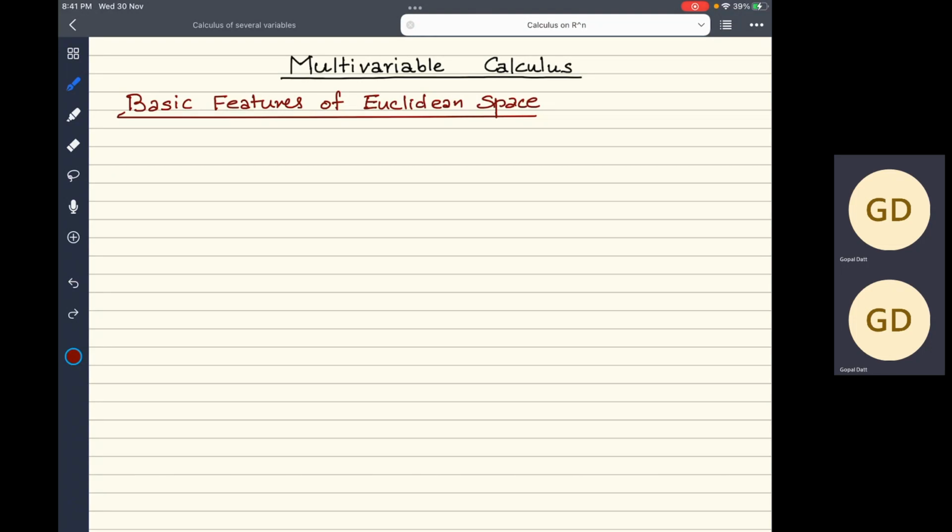Okay, so today we will see basic features of Euclidean spaces. We will see that Rn is a vector space for n greater than 1, and we also see that Rn has a metric space structure.